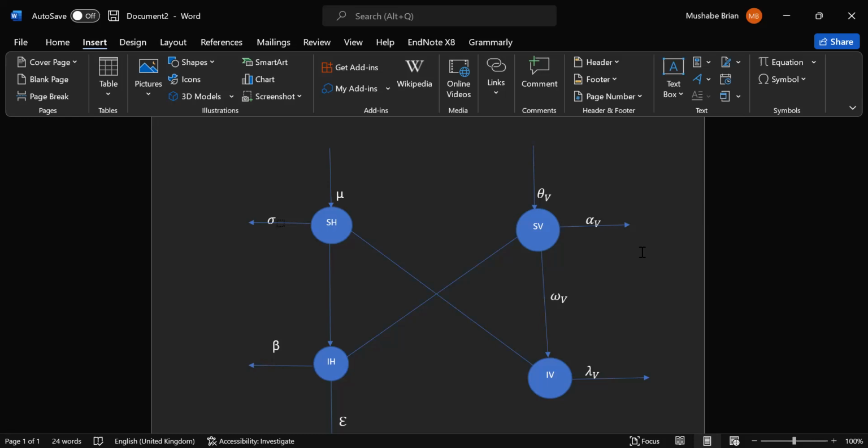And then for IV, we need to have a death of mosquitoes due to malaria. So maybe it could be mu-V and then a normal mu for SV and IV to show the death of mosquitoes due to other reasons.